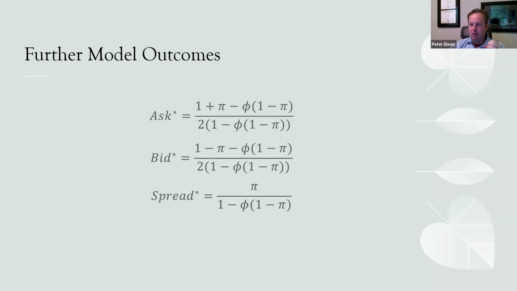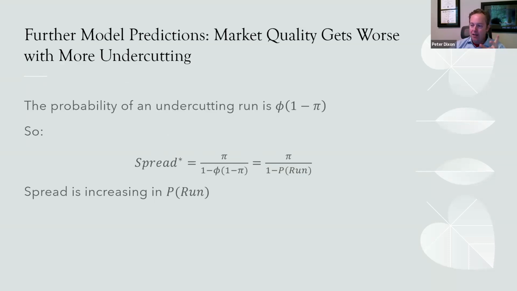If you work it out, you can compute the equilibrium ask price and bid price and the spread, which gives you a few other predictions that we can actually take to the data and show some interesting things. One is that the spread is going to be increasing in the probability of a run. This is simply because when there are more sophisticated liquidity providers eating up these uninformed trades, they leave fewer uninformed trades for the unsophisticated liquidity providers who actually set the bid and the ask price. And so it increases adverse selection.